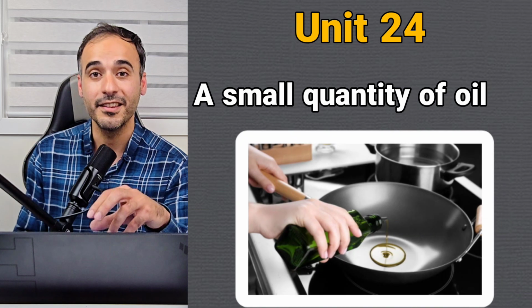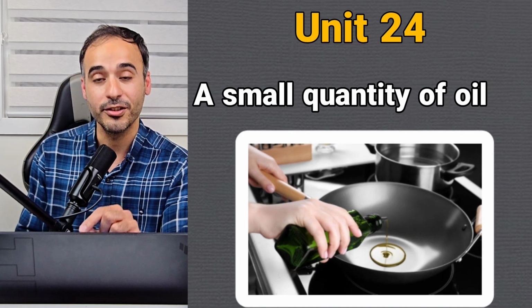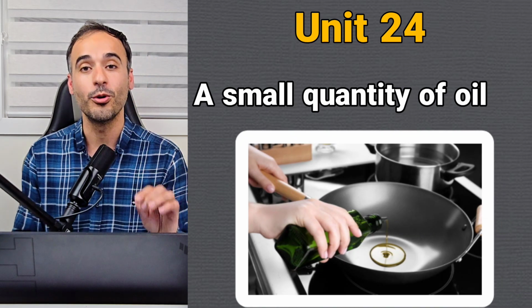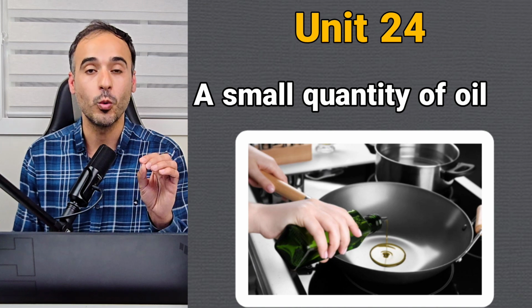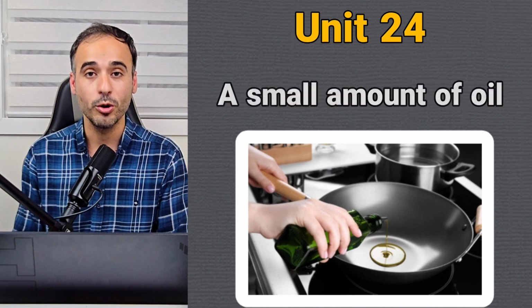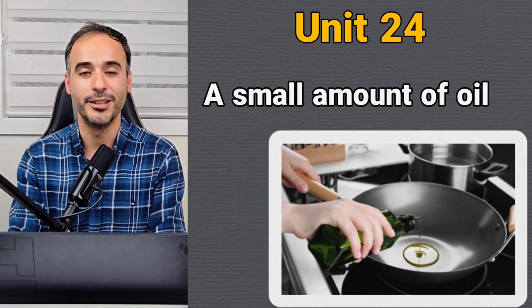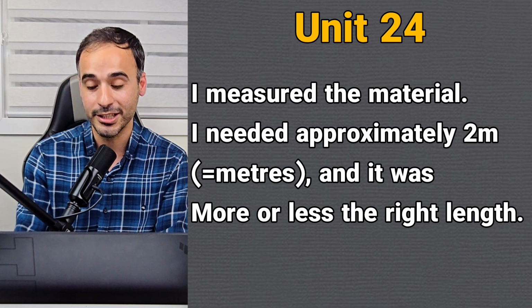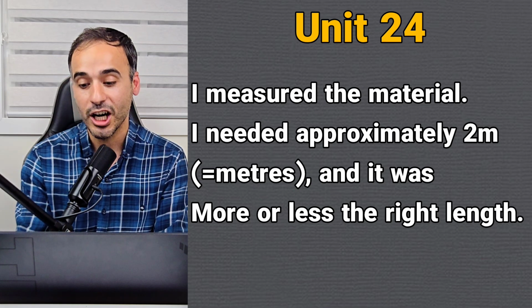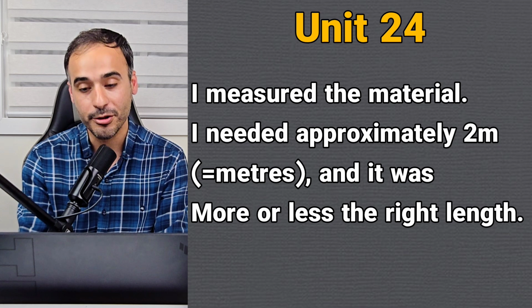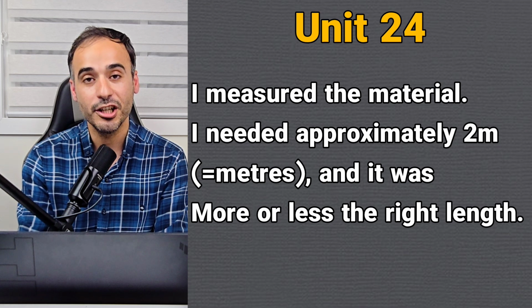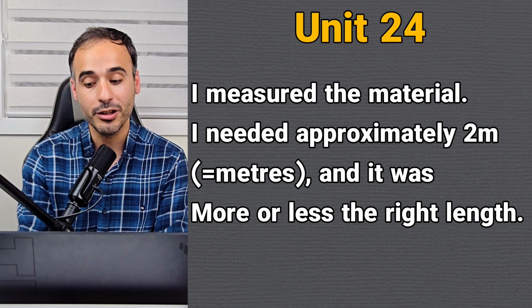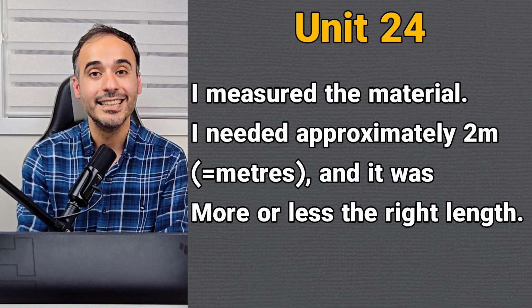And finally, in the last picture, we have a small quantity of oil. A small quantity of oil, or a small amount of oil. And finally, there are some sentences here that we are going to read together. The first sentence, I measured the material. I needed approximately 2 meters, and it was more or less the right length.